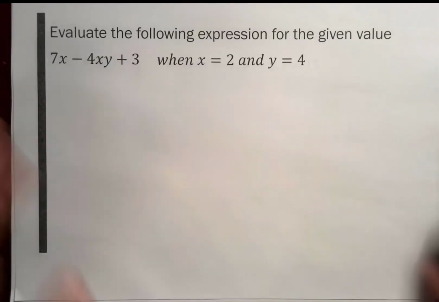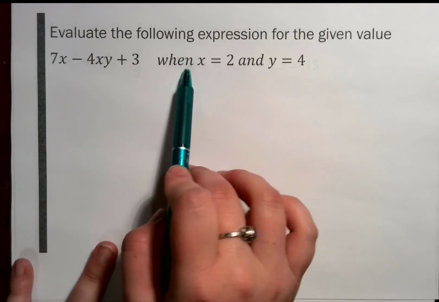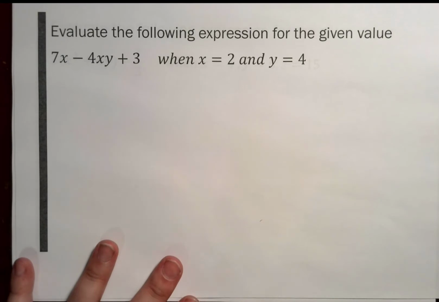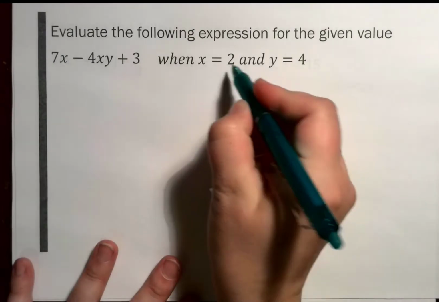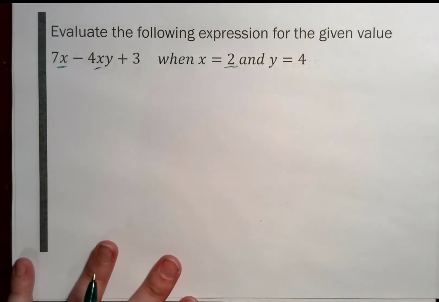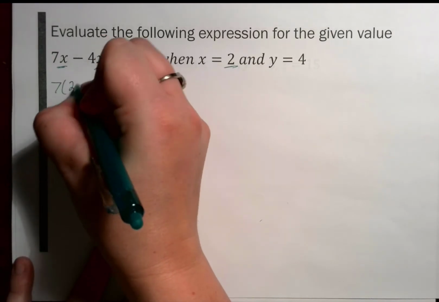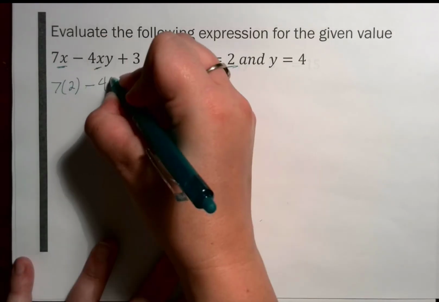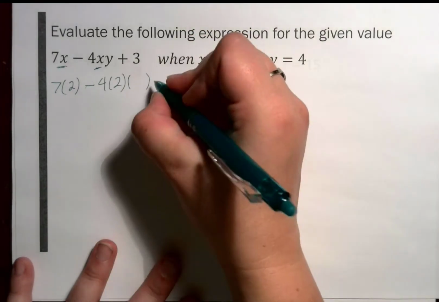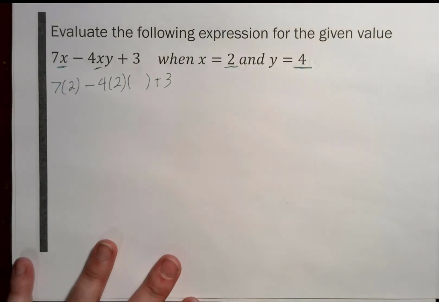All right. So looking at this next one, my x is equal to 2, my y is equal to 4. So everywhere I have an x, I'm replacing that x with 2. So I get 7 times 2 minus 4 times 2. Okay, we still have this y that we have to plug in for. Plus 3. Okay, and my y is 4.